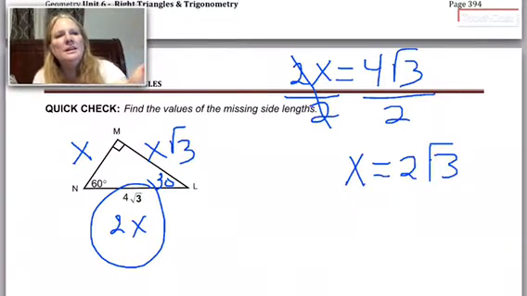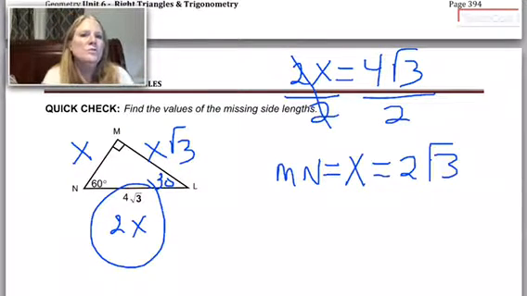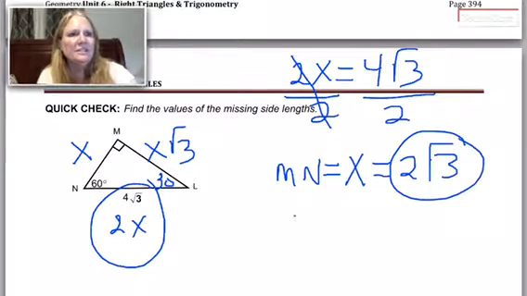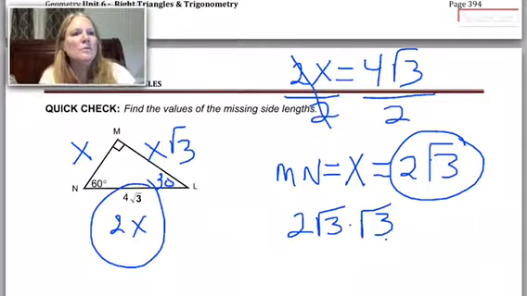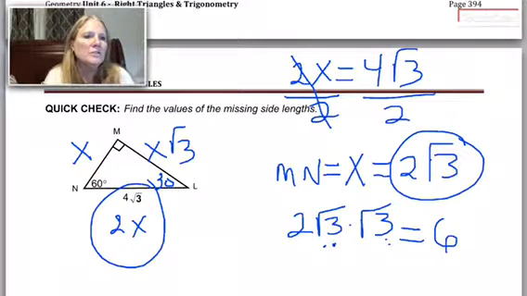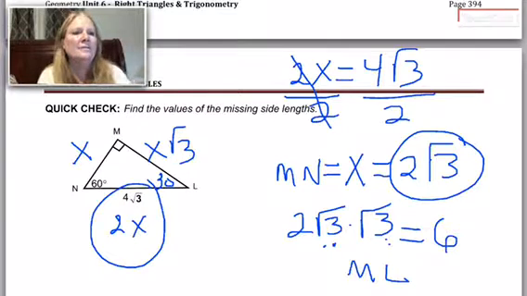So MN is equal to 2 times the square root of 3. Now LM is x, which is this, times the square root of 3. On these, I like for you to work backwards because we know that the square root of 3 times the square root of 3 is 3. So square root of 3 times the square root of 3 is 3, times 2 is 6. You can use your calculator to check your answers here, but your answer will be 6 for ML or LM. I don't know how they ask.